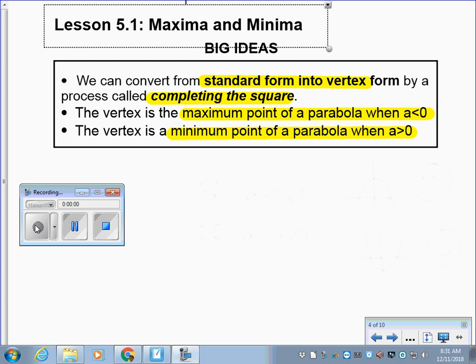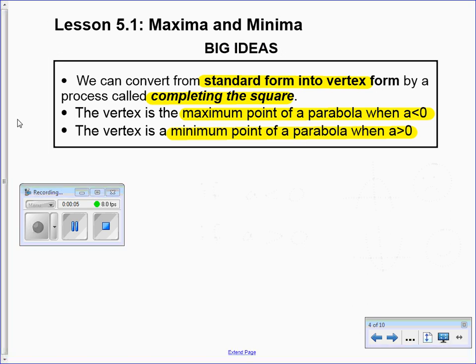Remember the preliminaries of lesson 5.1. We just did a quick review of what we studied before. And we came to the conclusion that anything that is in standard form can be converted into something called completing the square. That is what we're working on today.